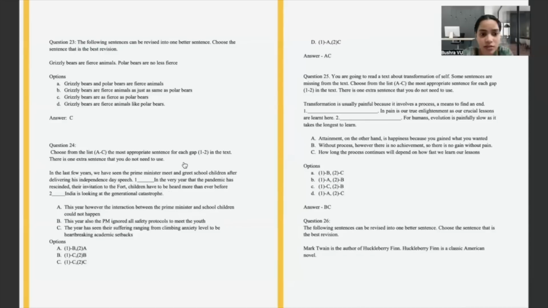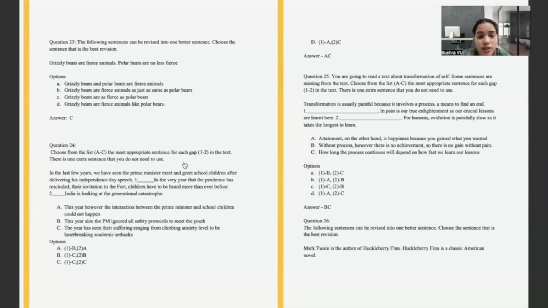Choose from. It's the same pattern again. What is happening is 2 blanks are given, but you are supposed to be choosing from 3 different sentences, out of which you only have to select 2 sentences and 1 is to be left. Okay. So in the last few years, we have seen the Prime Minister meet and greet school children after delivering his Independence Day speech. Now you have to select the statement.